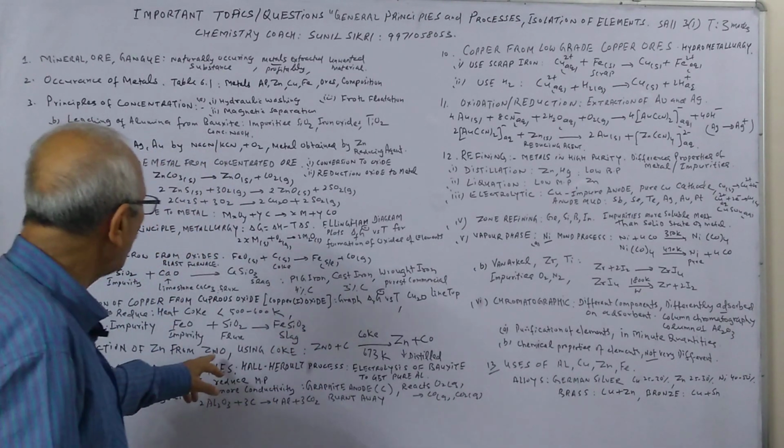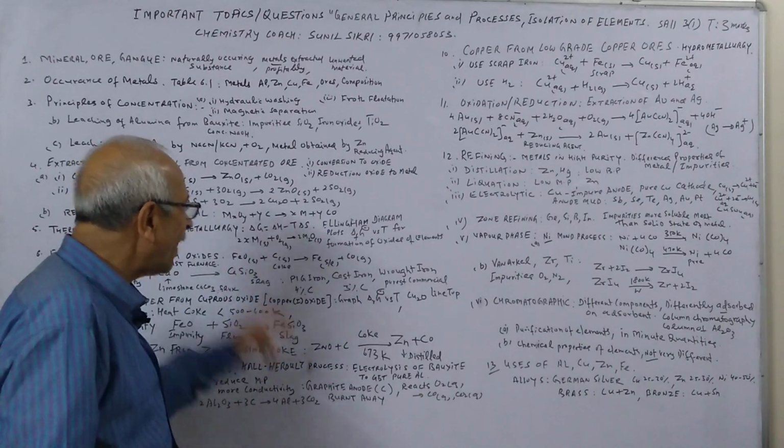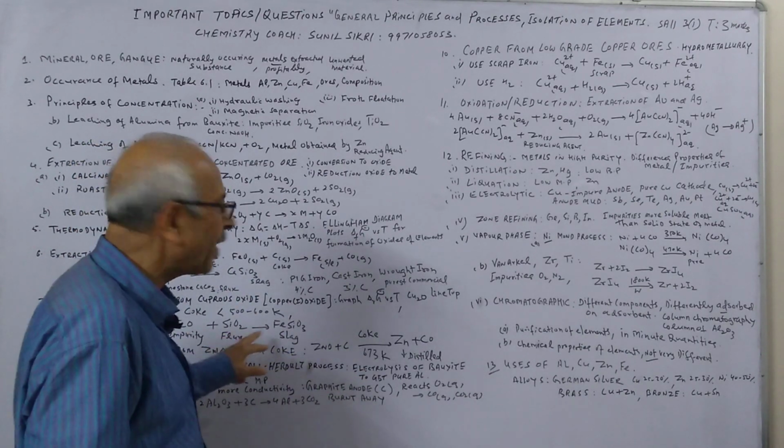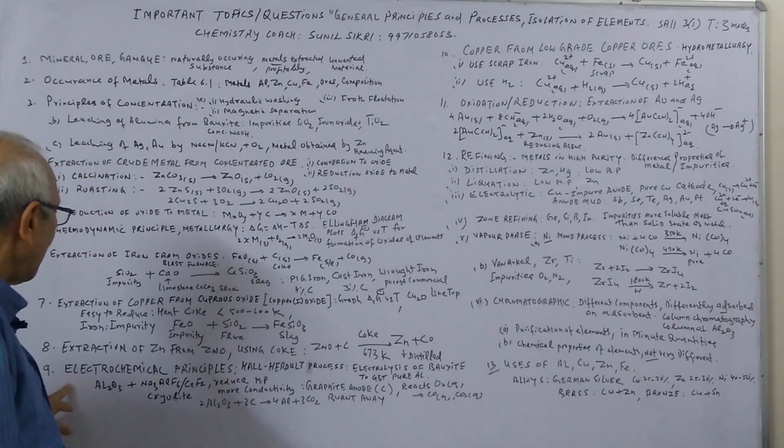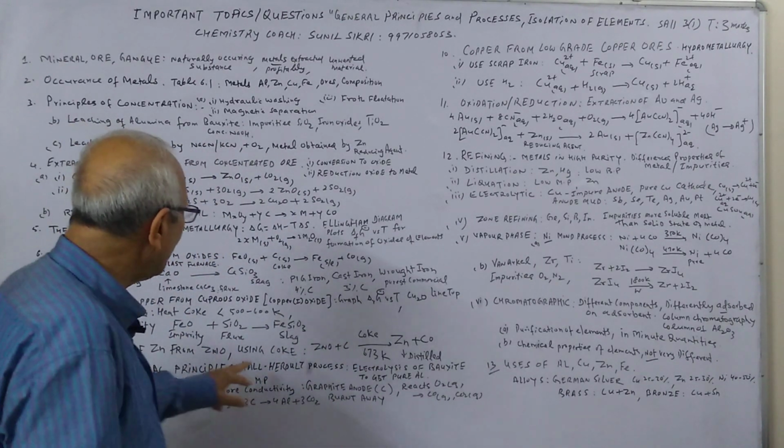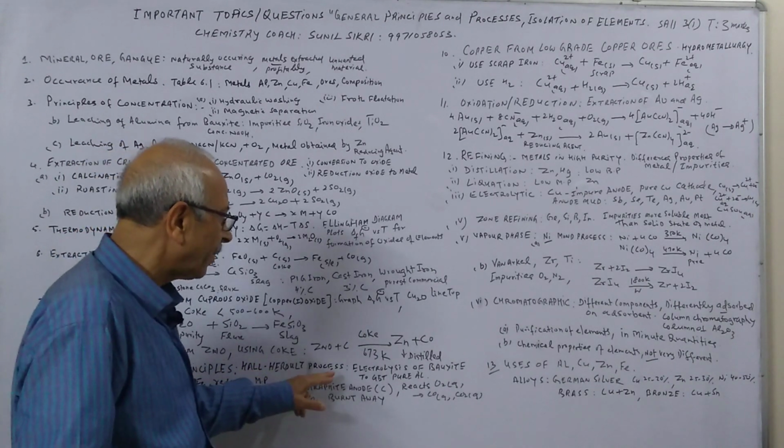Extraction of zinc from zinc oxide is easy. You can use coke, but this will need higher temperature than copper, as you can see in the Ellingham diagram that it is lying lower than copper. Electrochemical principles are very important. Hall-Heroult process.